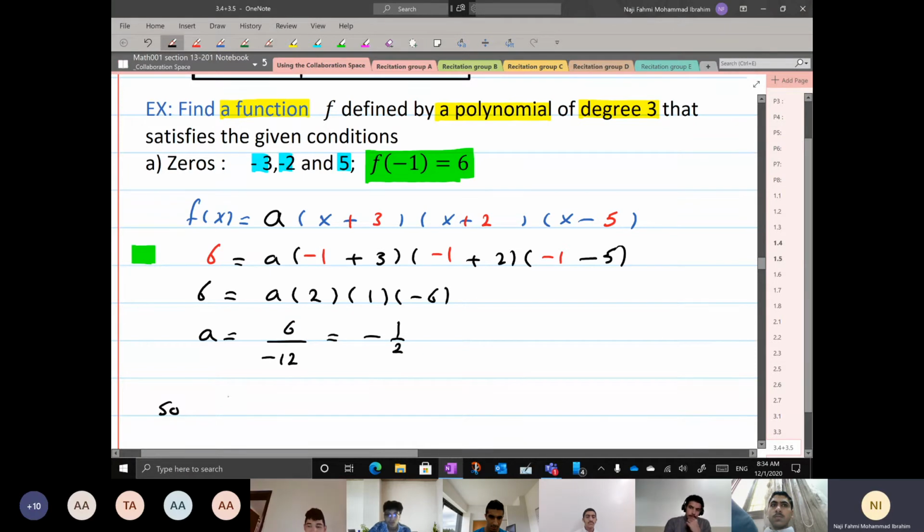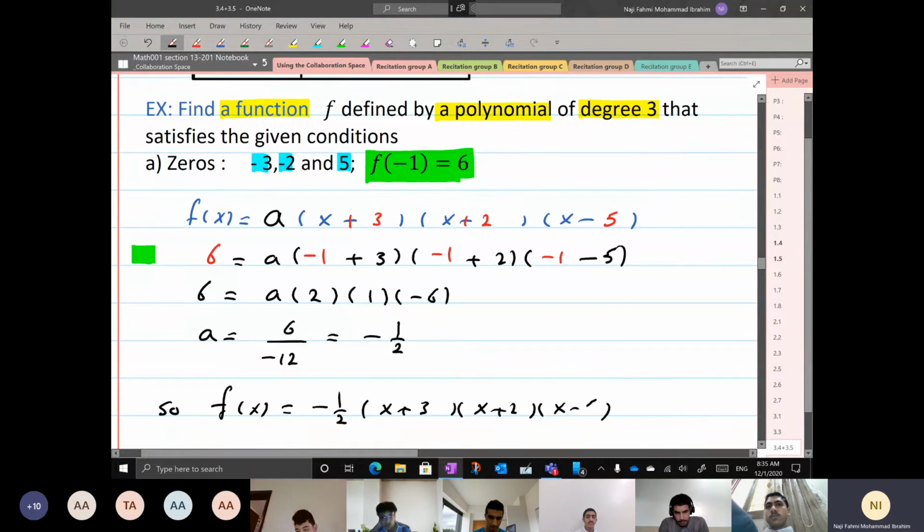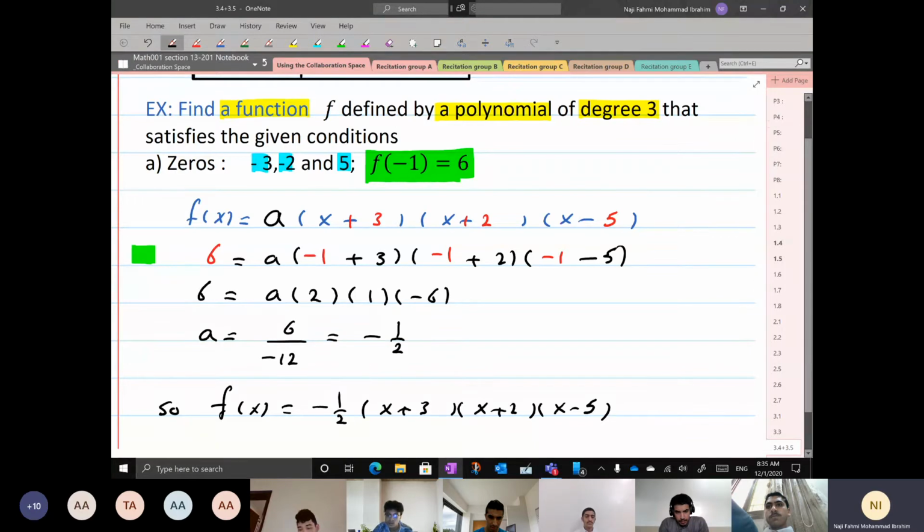So what's my function in this case? Negative half multiplied by the 3 brackets, x plus 3, and so on. Now, should we multiply the brackets or should we leave them? Well, it depends on the choices that he gives you in the exam. If he's expanding, you need to expand. If he's leaving them like this, you will leave them. I'm not going to expand here. I have taught you in chapter P how to expand.